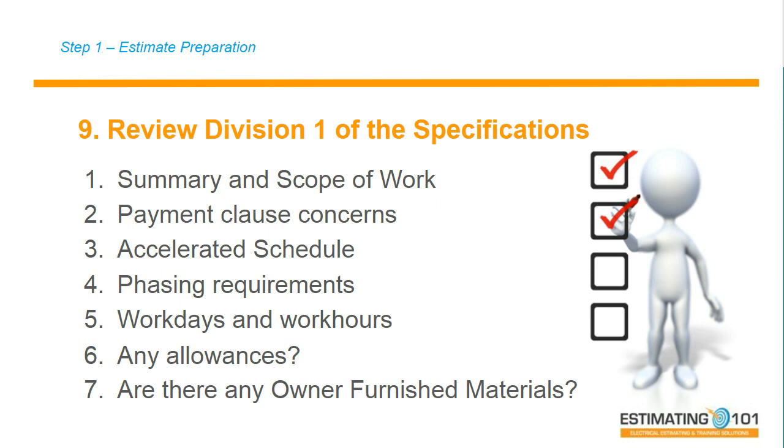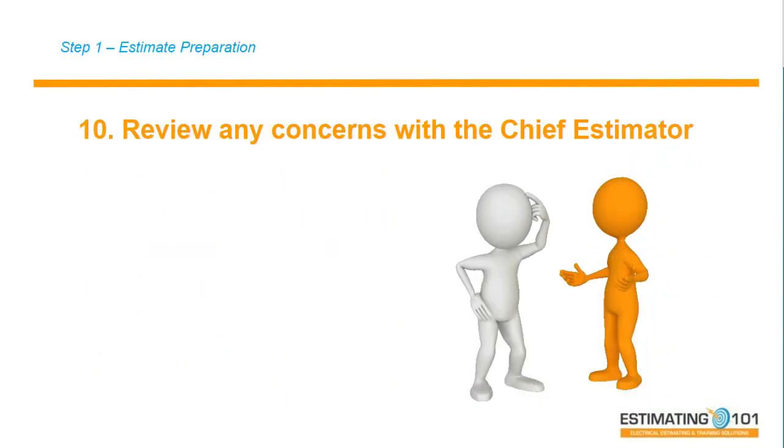Owner-furnished material can carry an additional 10% labor risk. Be very careful about bidding projects with owner-furnished material. It can be labor-intensive, and it can have all sorts of problems. Now, once I do that front-end review of the schedule, the very next thing I'm going to do is have a chat with my chief estimator.